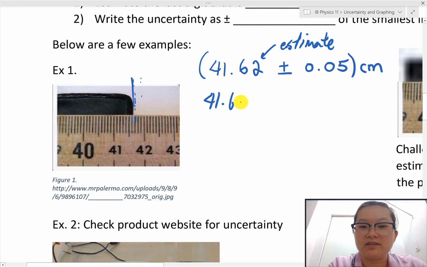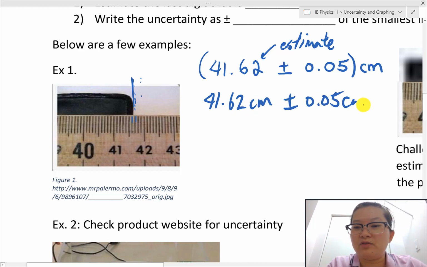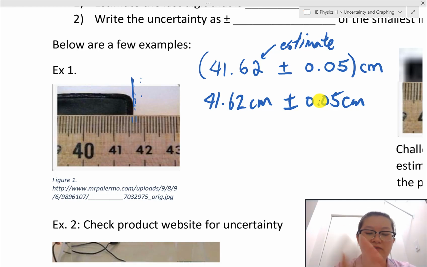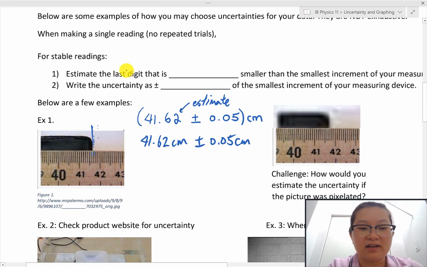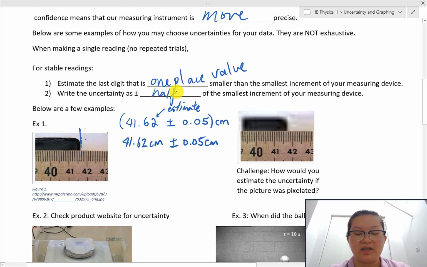Alternatively, you could have done this, centimeters plus minus 0.05, but make sure you have units beside every number, okay? So this is an example of how you would make an estimate of your reading and attach an uncertainty to that reading. Okay, so I'm going to write that right there, exactly what I said. Okay, so that is example 1.